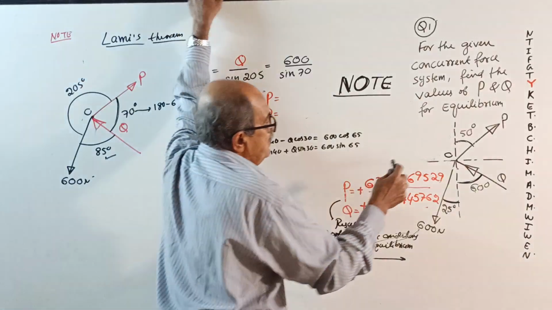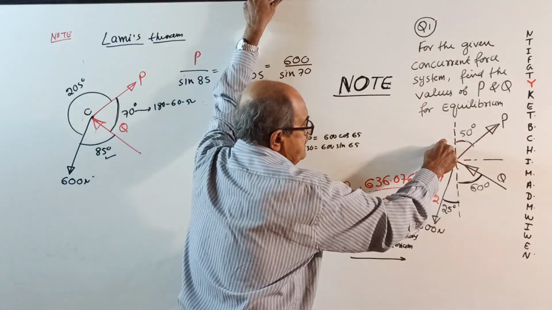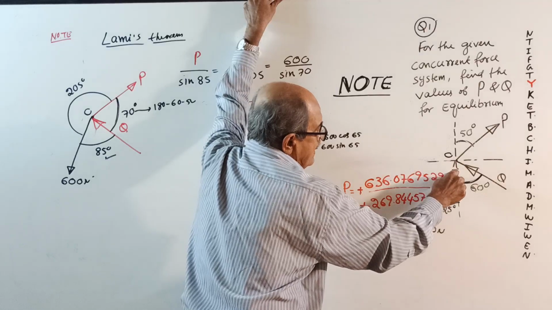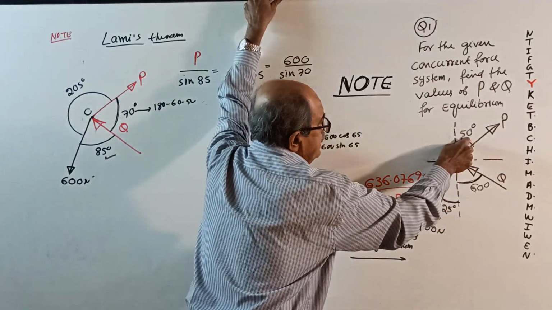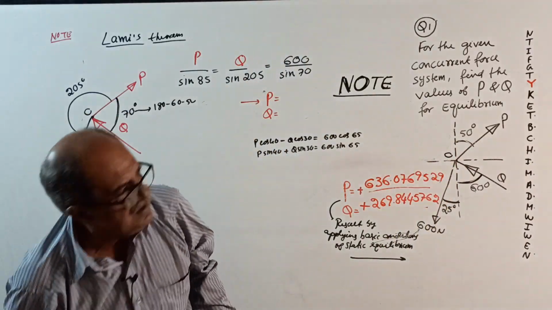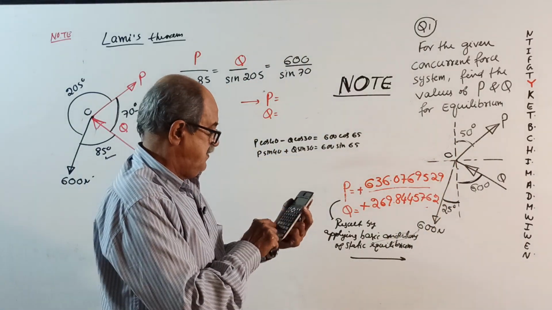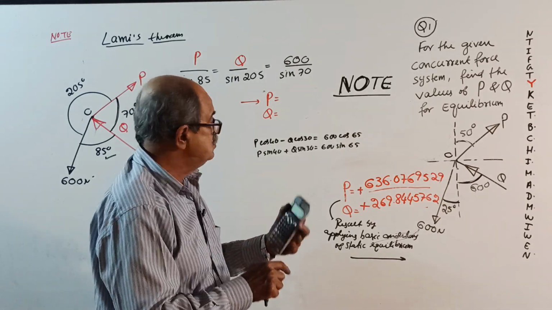Or see, 50 degrees plus 90 degrees plus this angle. If this is 25, this is 65. 50 plus 90 plus 65. You can check how much it is. 50 plus 90 plus 65 is 205 degrees.